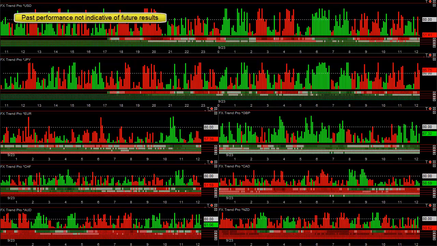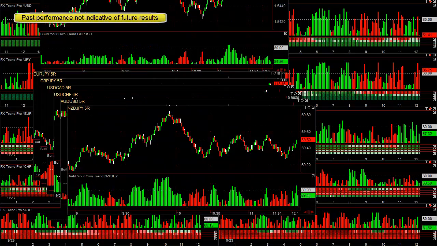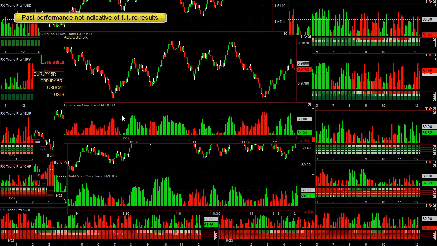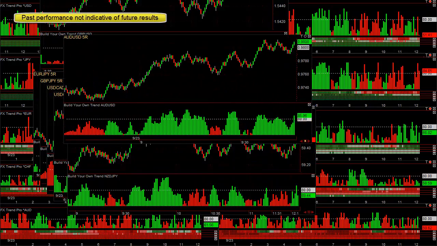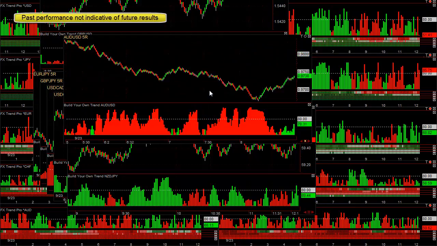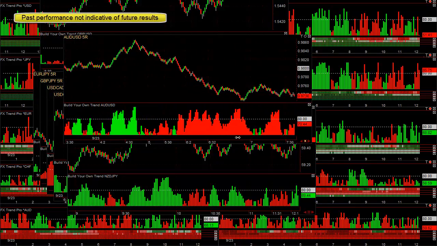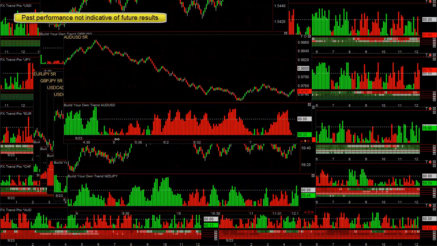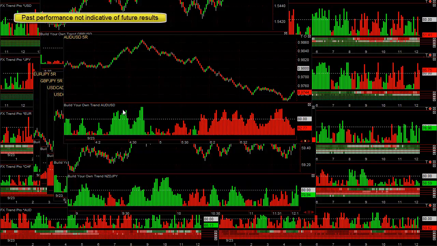I did leave my other workspace loaded with the build your own trend. This one only works live. And figures I don't have the Australian on here. I do have the Australian dollar. I believe the dollar was also strong during that time, so we'll take a look at this one too. From 5 to 8. Strong dollar, weak Australian.